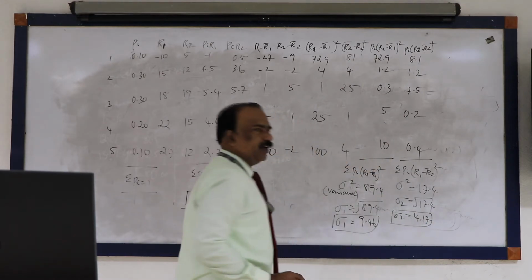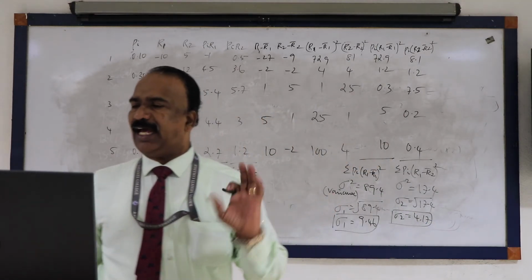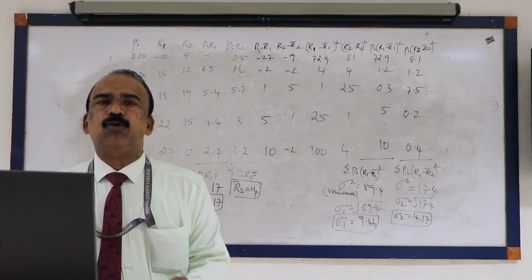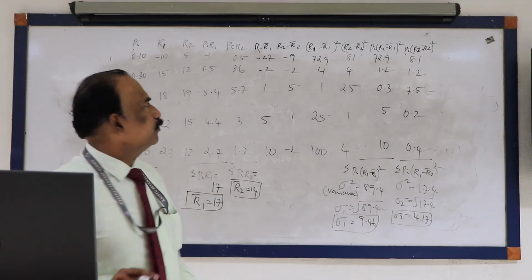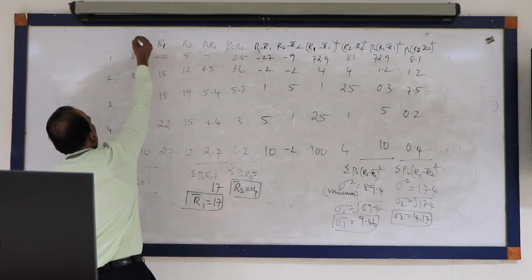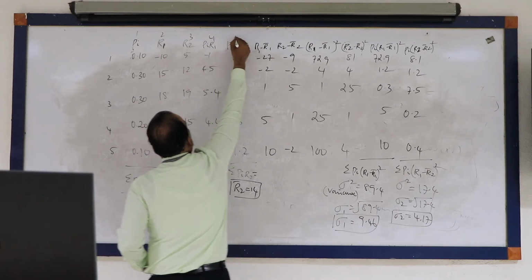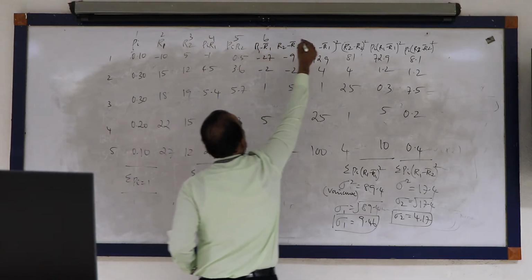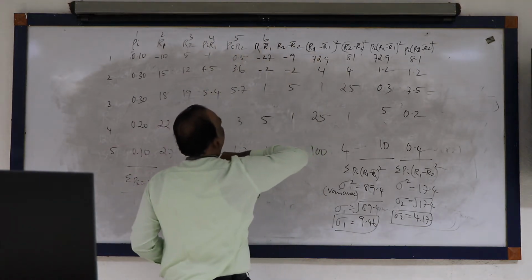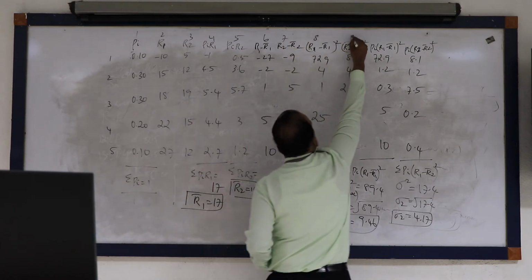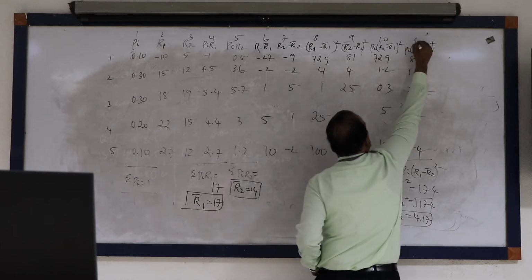Okay. So we have calculated the average return. We have calculated the standard deviation. Then we have to calculate covariance between two stock returns. Please look at this. I'm just putting column numbers 1, 2, 3, 4, 5, 6, 7, 8, 9, 10, 11.